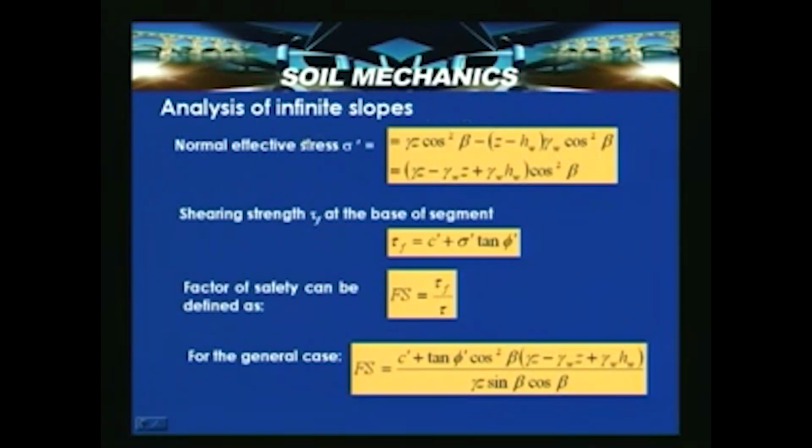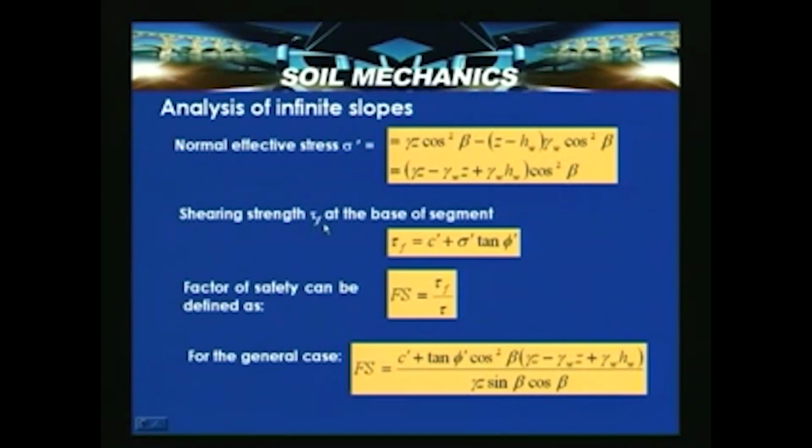In the analysis of infinite slopes, the normal effective stress sigma dash is equal to the total stress minus the pore water pressure. Once we do this, we get gamma z cos square beta, that is the total stress, minus the pore water pressure, giving gamma z minus gamma w z plus gamma w h w, times cos square beta.